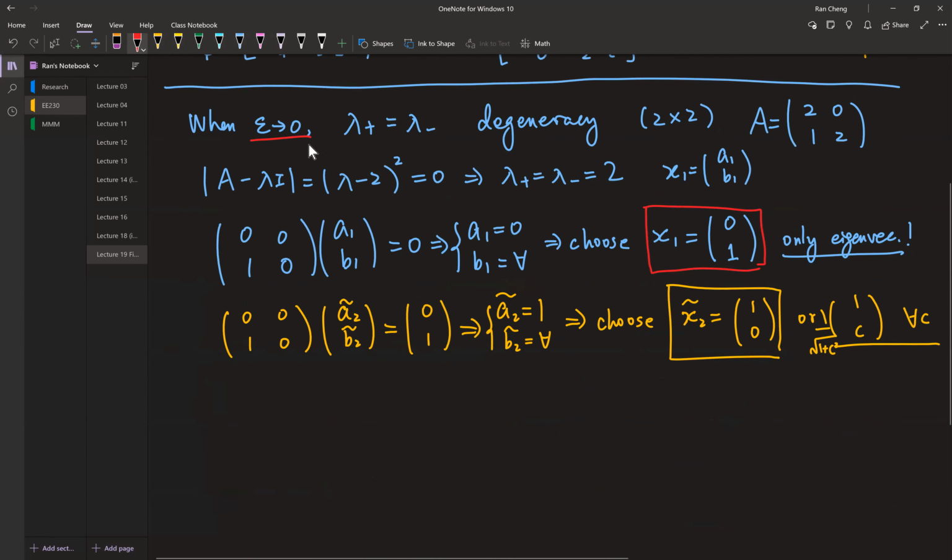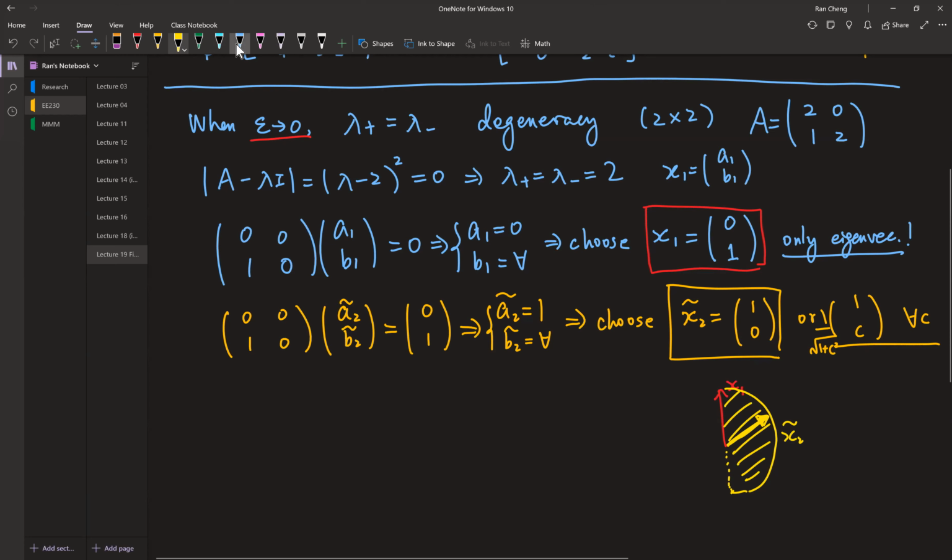So when epsilon goes to 0, the ordinary eigenvector x1 is pointing in the y direction, while the x2 can be any choice in the first and the fourth quadrant. So x2 tutor can be anywhere in this region, right? So that is the geometrical meaning of the generalized eigenvector.